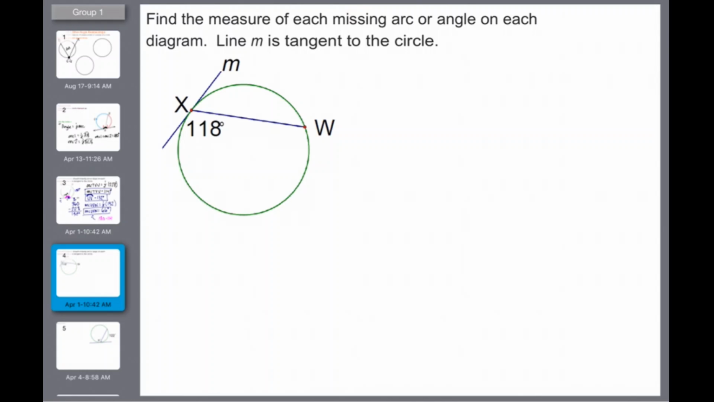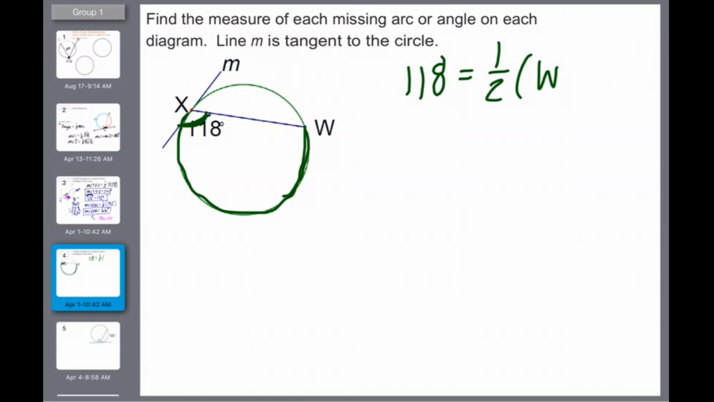All right, so we're given this angle here on our circle, and that's 118 degrees. So if we wanted to find our larger arc, we basically have to do our other formula backwards. So instead of taking half of our arc to find our small angle, in order to undo that, we can multiply it by 2. Because, for example, our 118 is equal to 1/2 of our WX arc here.